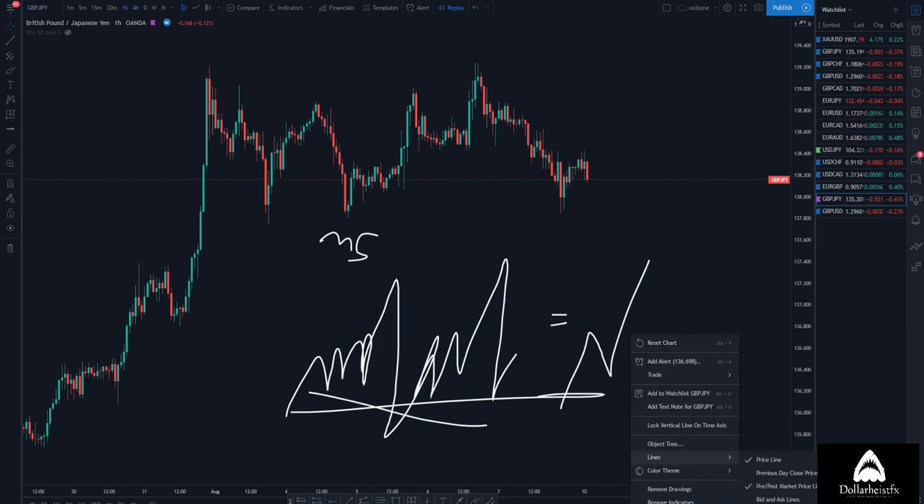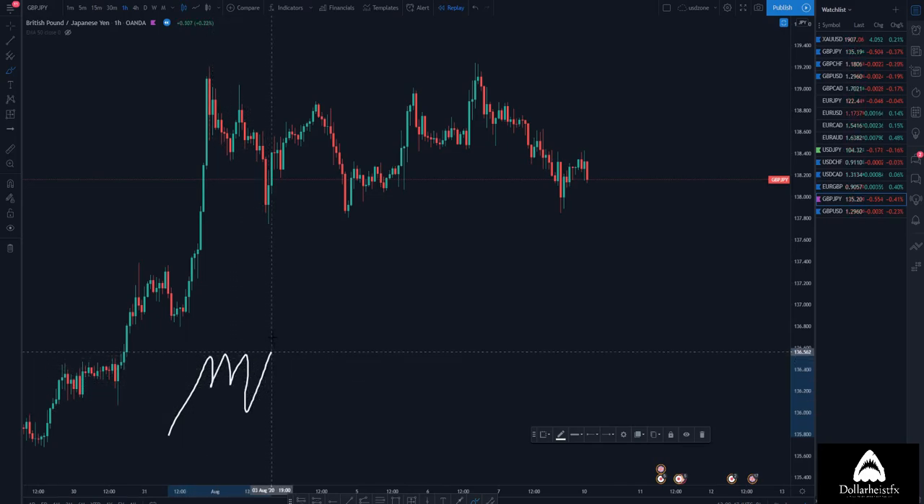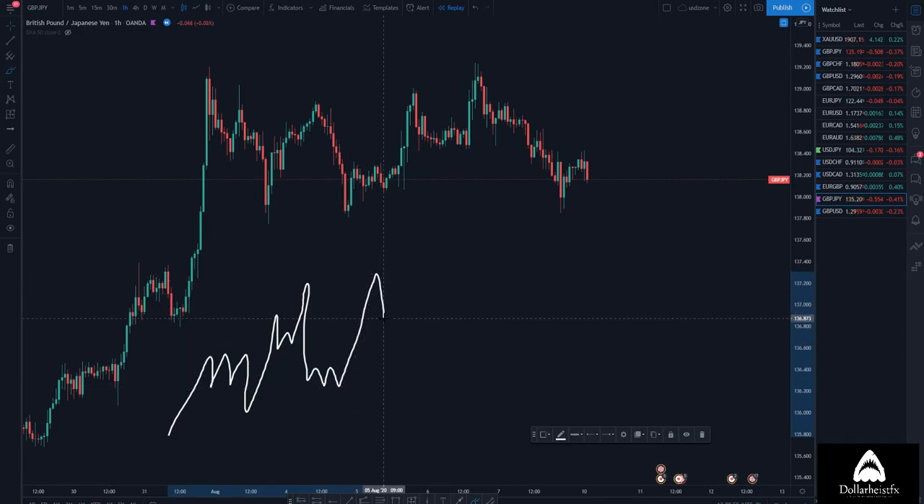How about I erase everything? I'll just redraw a proper chart. It might be like this, and then it drops, and then it goes back up, and then it stops right here, and then it goes back up, and then it stops, and then it goes and goes, and then it comes back and goes. Okay, this might be M5.